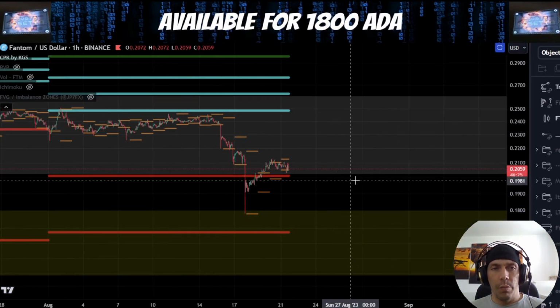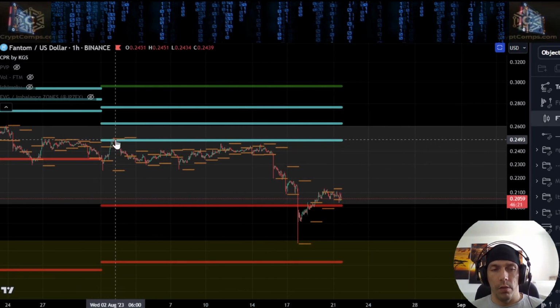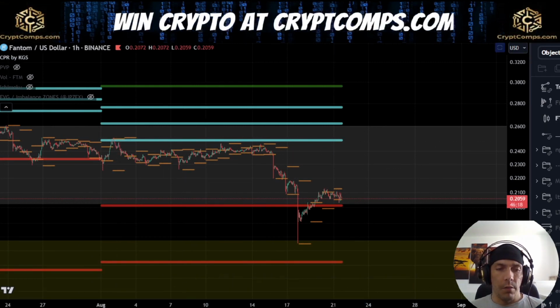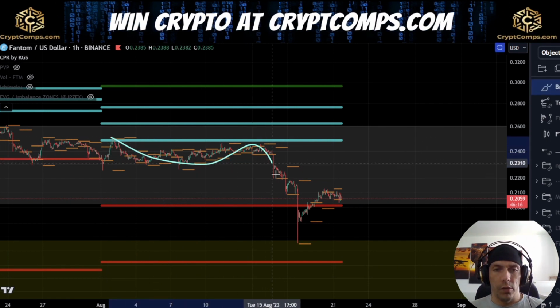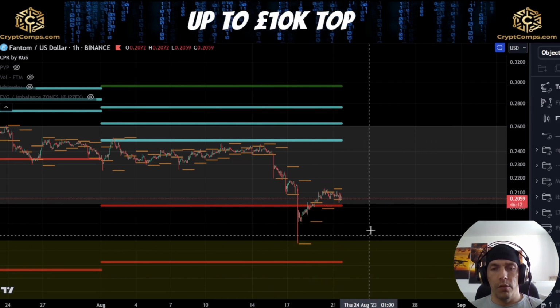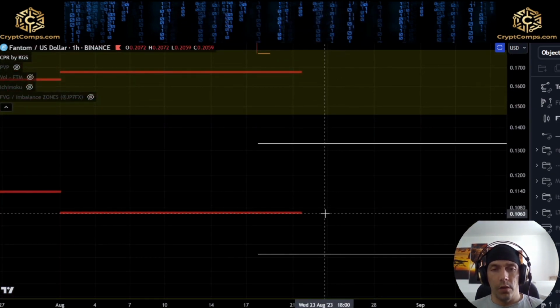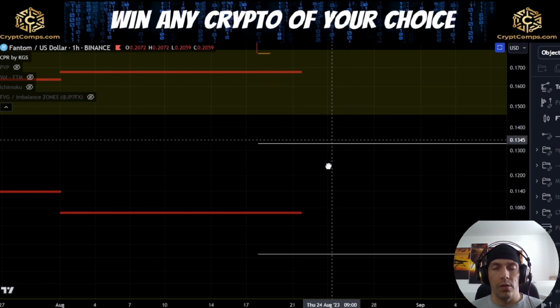So with our monthly CPR lines, what we can see is that we rejected off of these all the way back here on the 2nd of August. And from then we have actually seen price just start to fall away from this. We have come down to our S1 line. We still have our S2 line below us as a potential target at this 1679. Other targets to the downside for this month is this 1061.